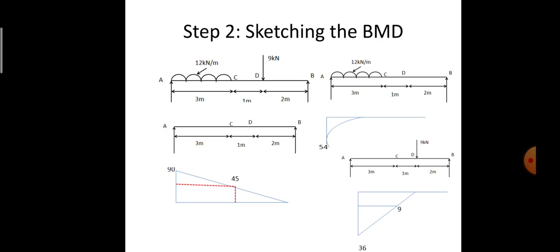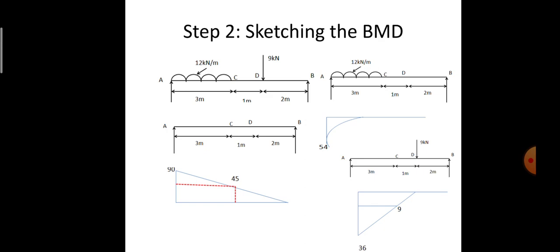This is a very important step, as in the case of determination of slope and deflection by using the moment area method. This moment area method is based on the bending moment diagram, the area of the bending moment diagram. Therefore, determination of the bending moment and sketching of the bending moment diagram is a very important step over here. Here we have divided this step into 3 parts.